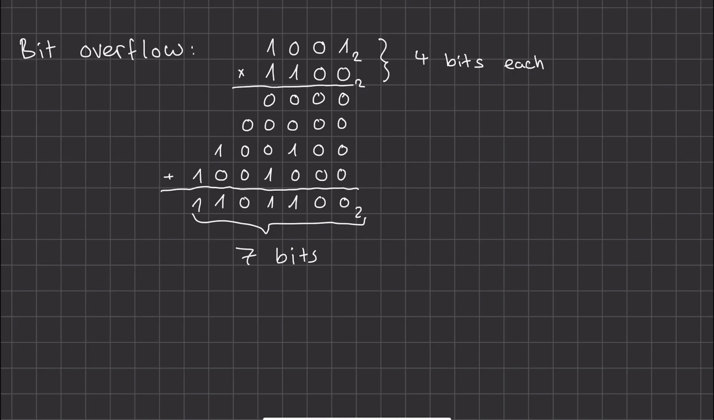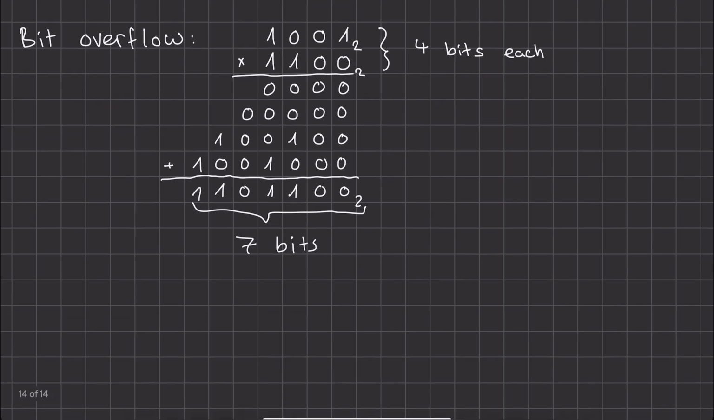Another issue that can arise is a bit overflow. Now this happens when you have a multiplication of numbers which have a certain number of bits. So in this case, both of these numbers would have 4 bits. And if you do this multiplication, the result is not necessarily going to have 4 bits. In this case, the result has 7 bits. And in computers, the number of bits is usually static. And this means that the number of bits in the output cannot be changed from 4 to 7 if at the beginning it was defined as being 4.